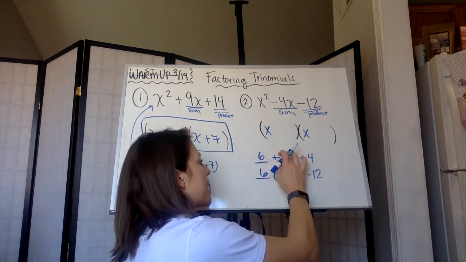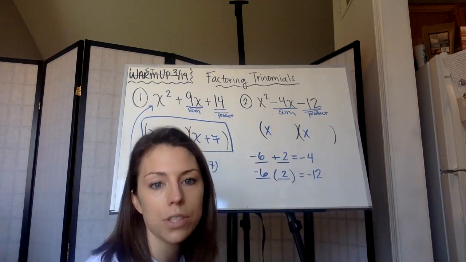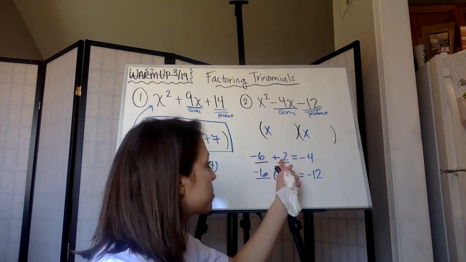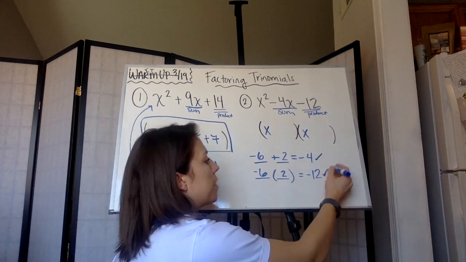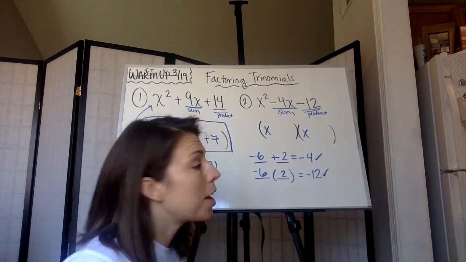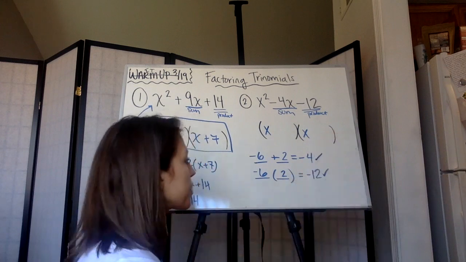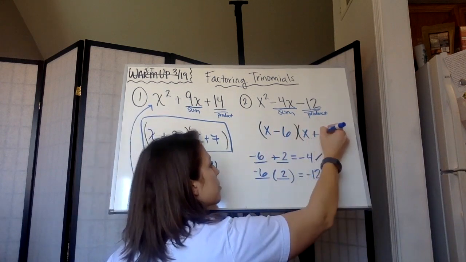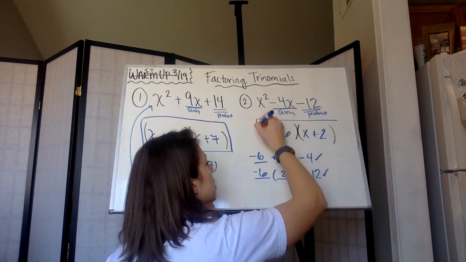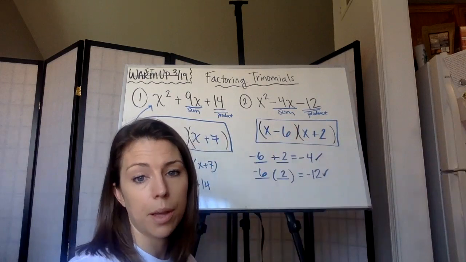So how do I make it -4? You just switch the negative sign over to 6. -6 plus 2 is -4, check. -6 times 2 is -12, check. Why do we do all that? Because we need to figure out what our second term is in each of our binomials. So here we go, x minus 6, x plus 2. And you can always switch +2 and -6.